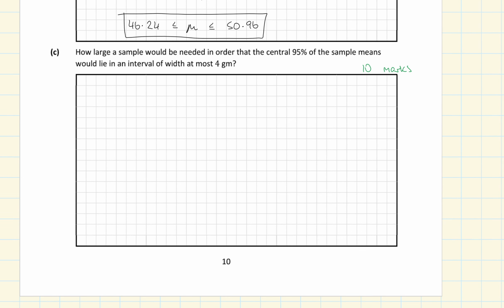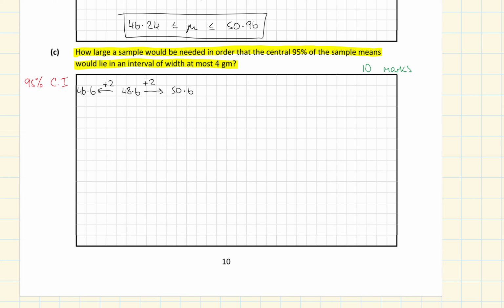And lastly now part C, how large a sample will be needed in order that the central 95%. Okay, so again now, it's a 95% confidence interval. So what happens here is, if we have a mean of 48.6, and if they tell us the width at most is 4 grams, it means for an interval you're going to have 2 on this side and 2 on that side. So that will give me 50.6 there and then 46.6 here.